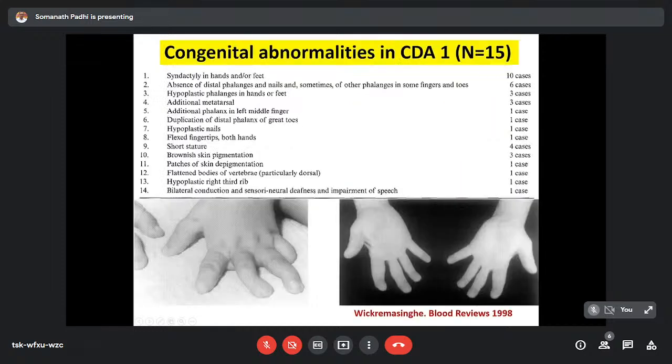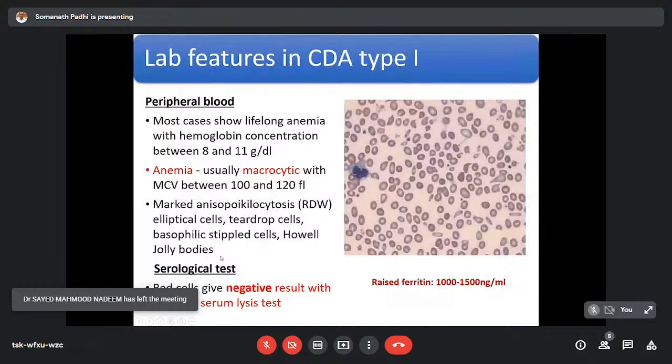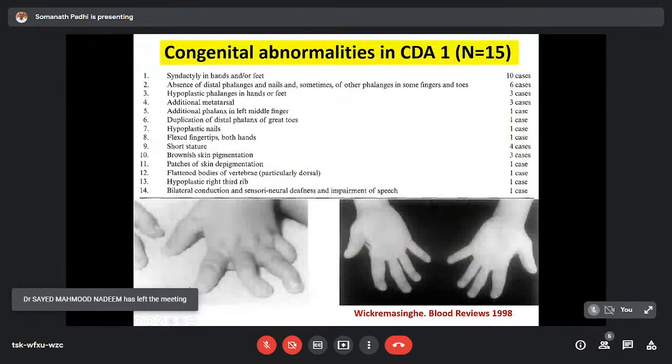So this Wickramasinghe group analyzed 15 patients with congenital dyserythropoietic anemia 1, and in contrast to the other congenital dyserythropoietic anemias, this particular group of CDA is associated with dysmorphic features. That means they demonstrated syndactyly in hands and feet, and you can see that there is an abnormal phalanx. This particular left index finger terminal phalanx is hypoplastic. There is no terminal phalanx in this index finger. There is an unusually long terminal phalanx of this middle finger.